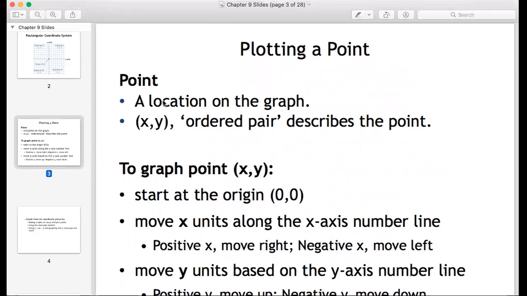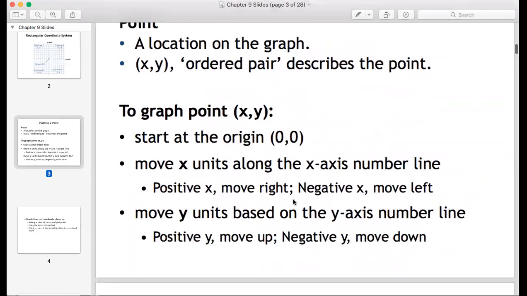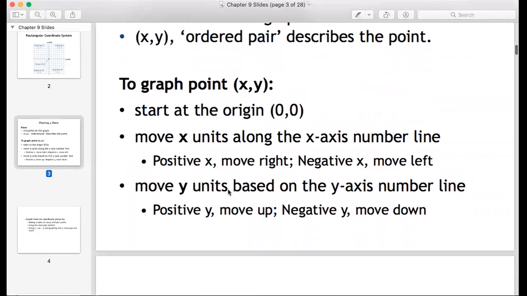So a point is a location on the graph. It's in the ordered pair of X and then Y. So the math terminology that we use is called ordered pair. And this explains exactly what I just explained and showed on the last page with the example of graphing that. So you guys can have this for your notes and read through that later.